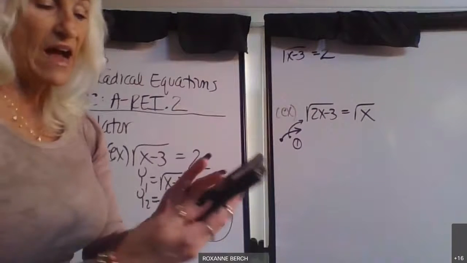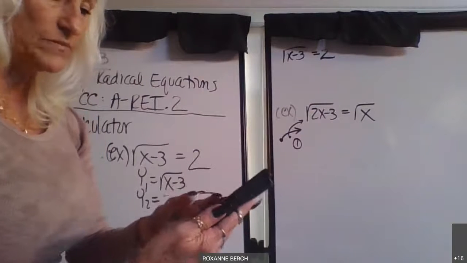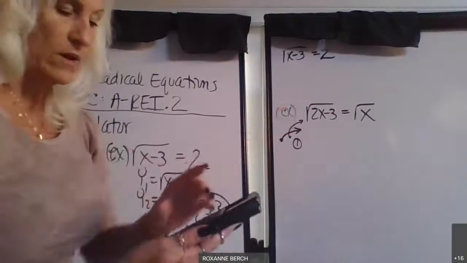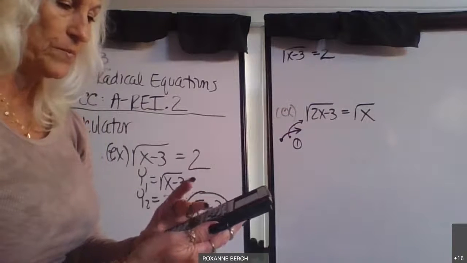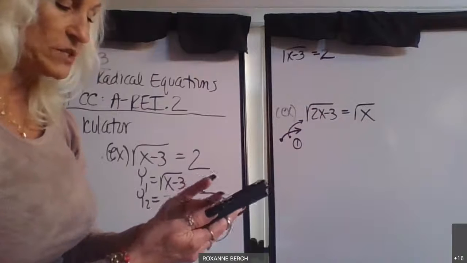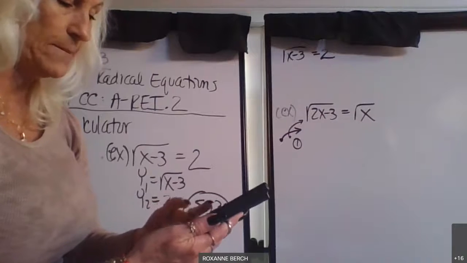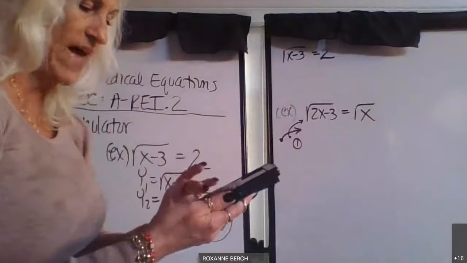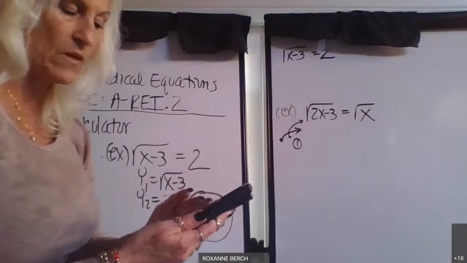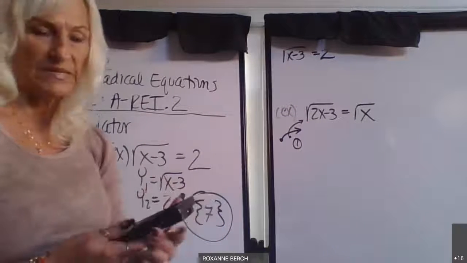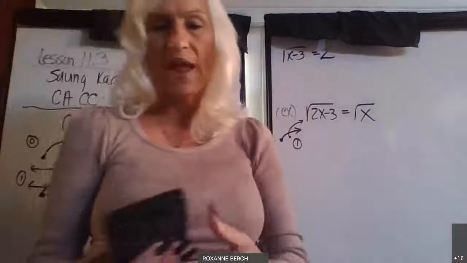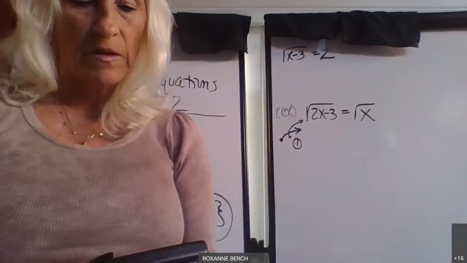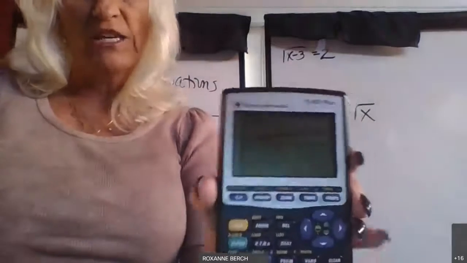So we're going to go into the calculator again, delete everything out. So clear out everything. And under y sub 1, you're going to put the square root of 2x minus 3 and close the parenthesis. And under y sub 2, you're going to put square root of x. Close the parenthesis. Now I'm just going to leave my window the way it is and let me see what happens here. And mine looks like this.